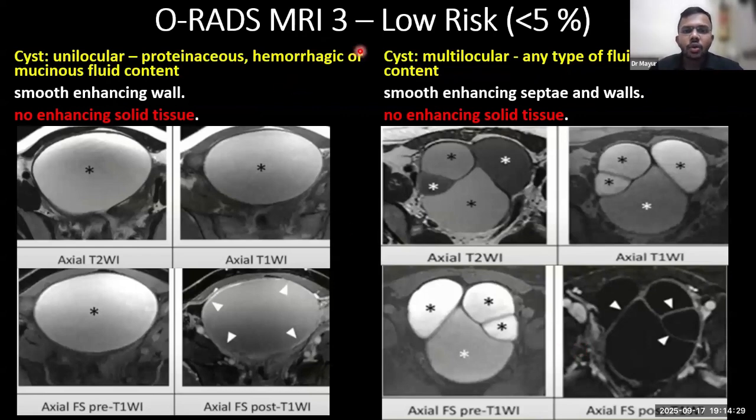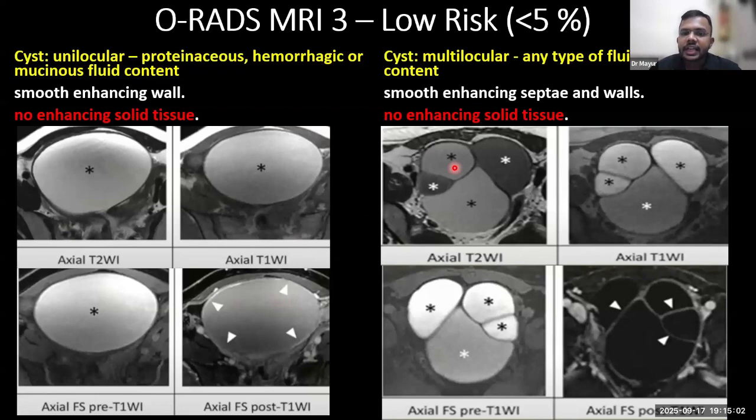O-RADS 3 are low-risk category lesions, where the positive predictive value for malignancy is less than 5%. These include unilocular cyst with non-simple fluid. As we can see, the fluid here is bright on T1 weighted images. It is not showing any signal suppression on FATSAT images. That means it is a non-lipid containing fluid. Smooth enhancement of walls is present, but no enhancing solid tissue is seen. O-RADS 3 finding.